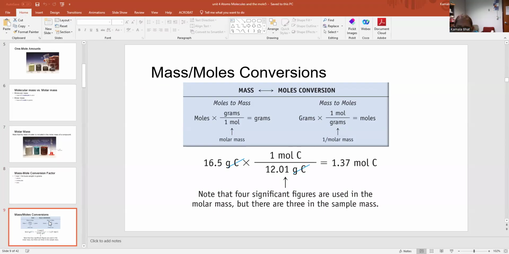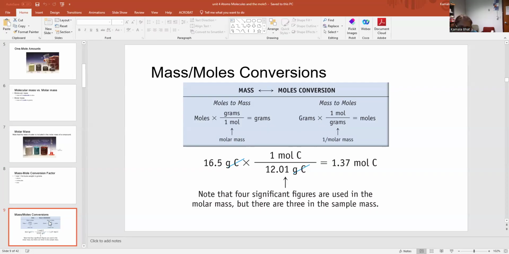If you have the moles, then multiply by the molar mass of the compound and divide by 1 mole. If you have the grams, then multiply by 1 mole and divide by the molar mass of the compound to get the number of moles. And you can see below how it is done. 16.5 grams of carbon times 1 mole of carbon, and you divide that by 12.01 grams of carbon. So you get the answer 1.37 moles of carbon.